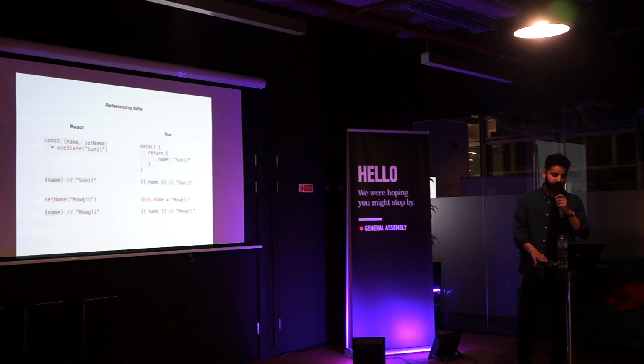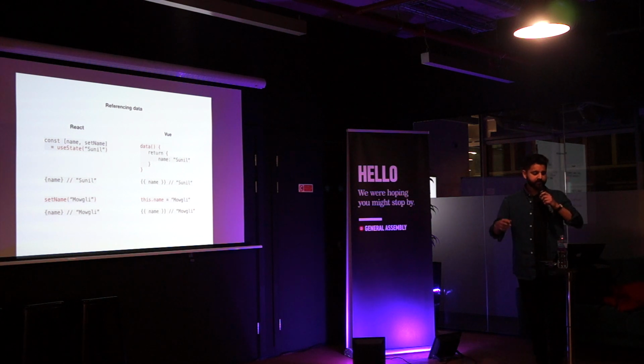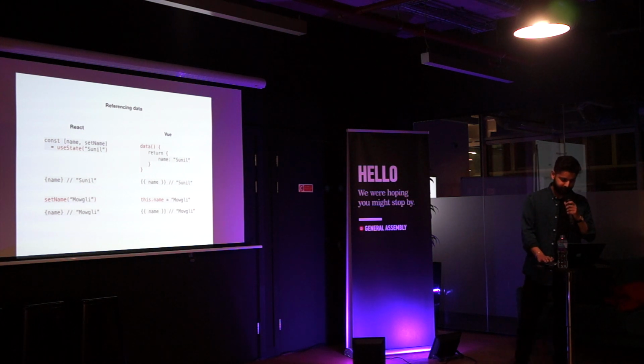Now, in Vue, this works, but in React, as I'm sure some of you will know, we can't just write name equals Mowgli, and this is because while the data would update, nothing notifies the UI that it needs to update. So calling the setName function informs React that it needs to resolve some changes and re-render the value in the UI. So why does updating this.name work in Vue?